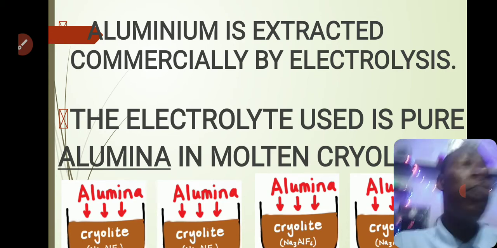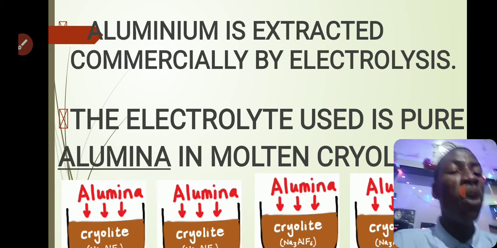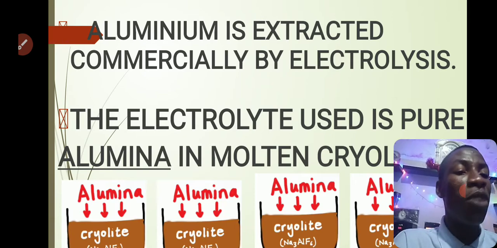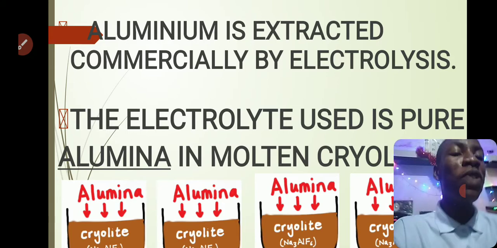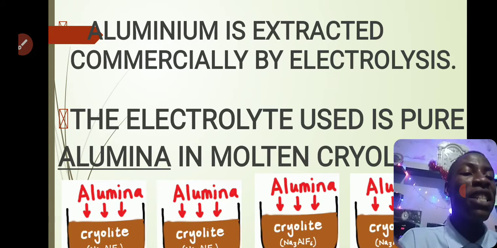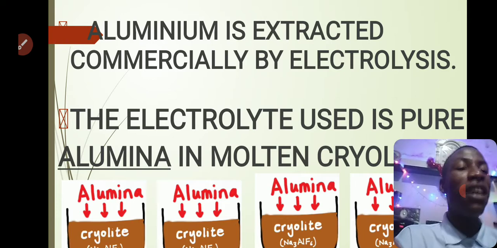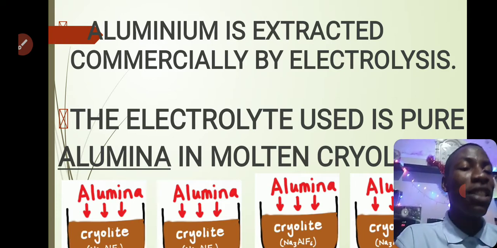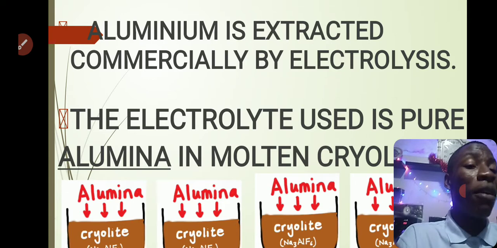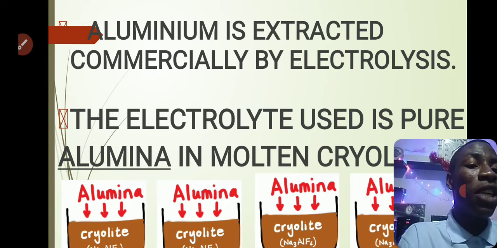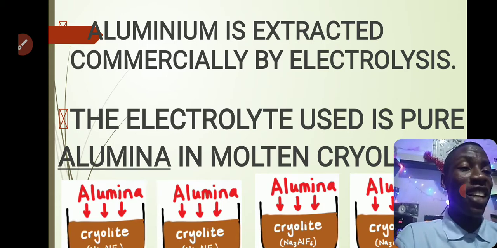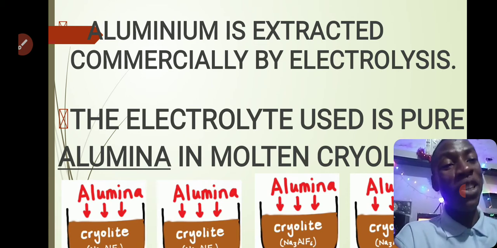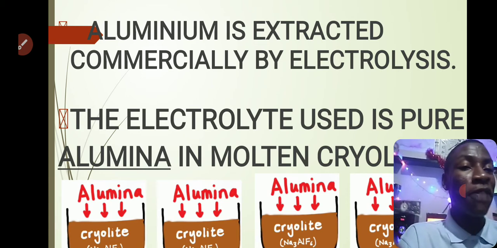And apart from aluminium, you will observe that sodium, potassium, calcium, magnesium are also extracted by electrolysis. Something is very common to those elements: their names end with ium. So you can safely conclude that elements among the first 20 whose names end with ium are extracted by electrolysis. It's okay, it's just a shortcut, and it might help you in objective questions.